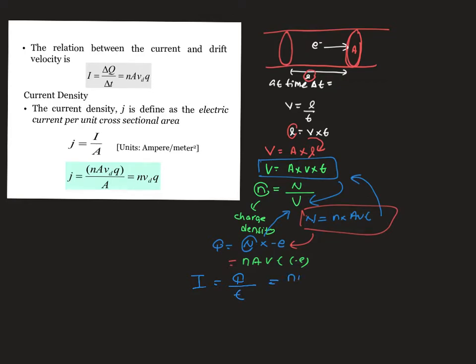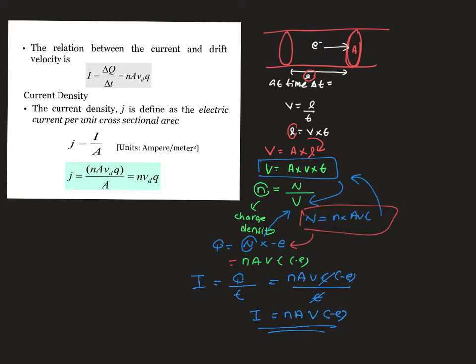So we are going to get nAvt with the negative e here over t here. So we are going to cancel that. So therefore the current here we are going to get nAv negative e. Okay, so like this one, okay, and we have the charge density.